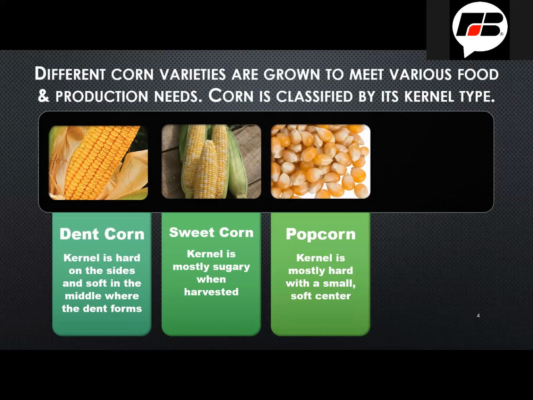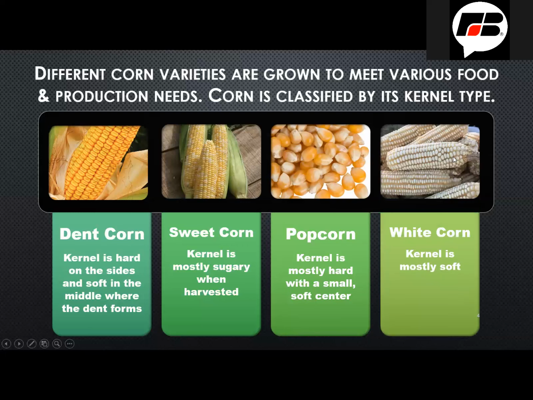The next type of corn we grow in Nebraska is popcorn. The popcorn kernel is mostly hard with a small, soft center. We are the number 1 popcorn producers in the United States, so we get to grow more popcorn than any other state does, which is really cool. Popcorn grows on a cob just like the other corn we eat does.